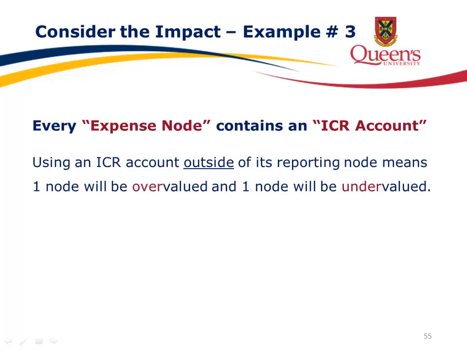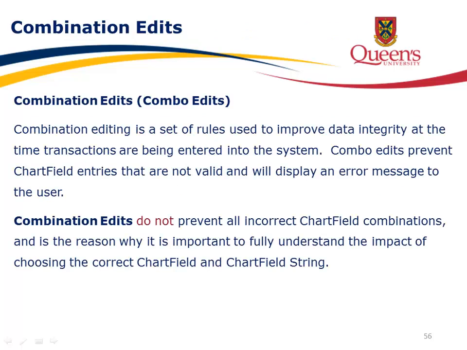Consider the impact in our example number 3. Every expense node contains an ICR account. Using an ICR account outside of its reporting node means one node will be overvalued and one node will be undervalued. Another term often used in and around data processing is combination edits, also known as combo edits.